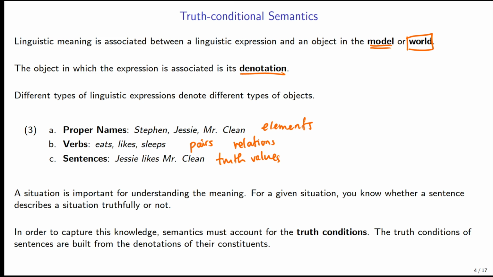So we use all the things we've done to build sentences up. Now, it's important, if you want to understand the meaning, you have to know whether a sentence describes a situation truthfully or not. So in order to evaluate a sentence, you need some sort of situation, you need some sort of model, you need facts in order to determine whether something's true or not. So when we build our semantics, we have to account for truth conditions, so things from propositional logic, things from set theory, define them in that way.